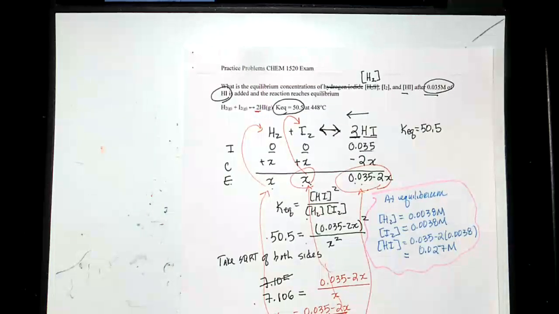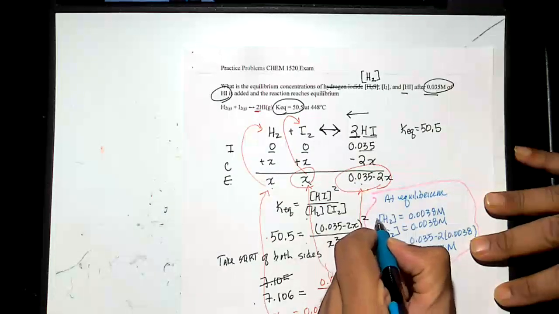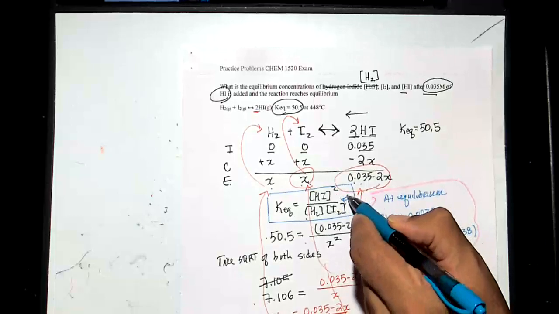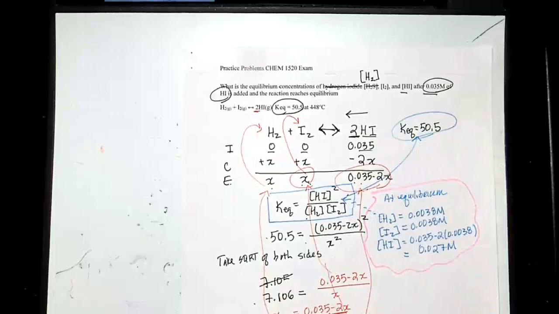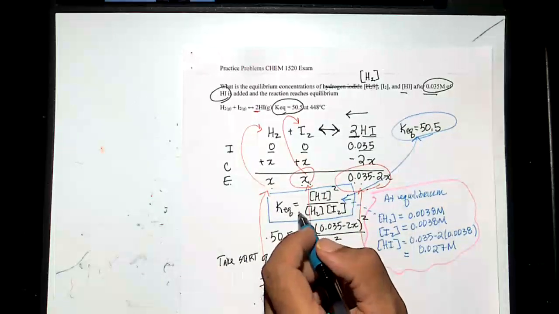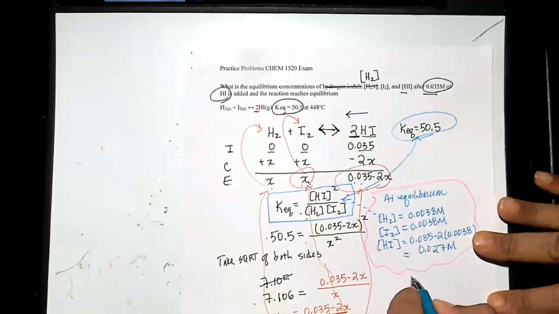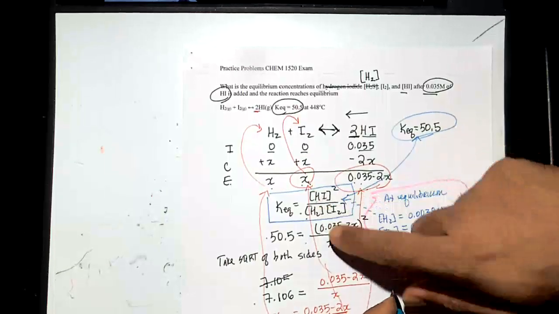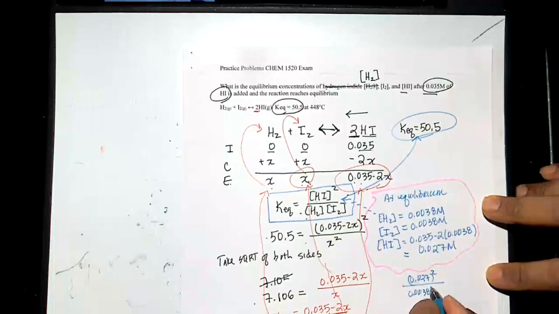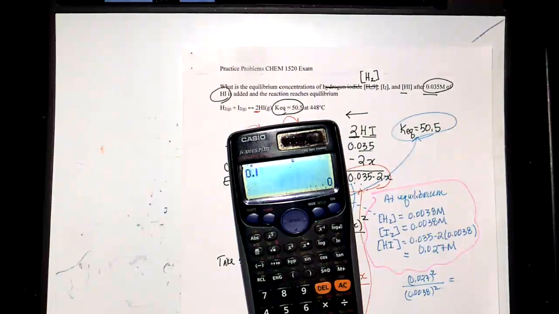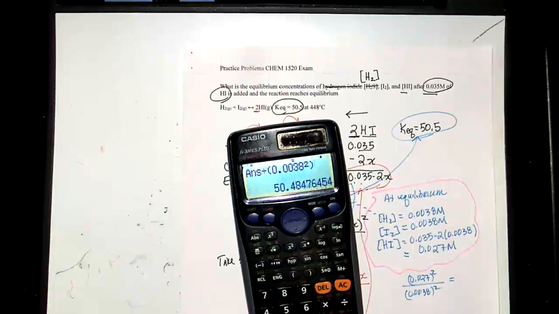How do you know you got the right answer? You can plug all of these back in here. What should it equal? It should equal 50.5. So the equilibrium concentrations, when you plug them into the equilibrium expression, should equal the equilibrium constant. Let's go ahead and do that. HI squared, what's 0.027 squared? Divided by H2 and I2, 0.0038 times 0.0038. Yeah, 50.48, which is 50.5.